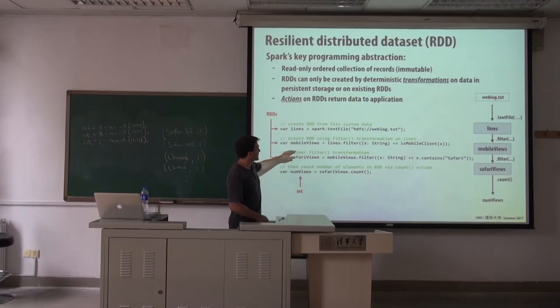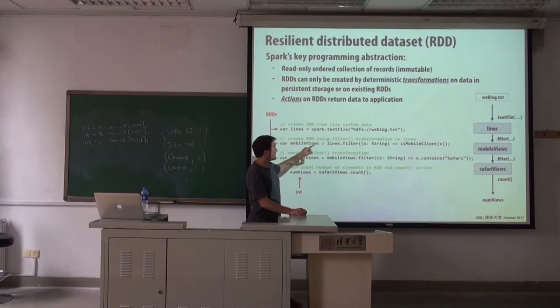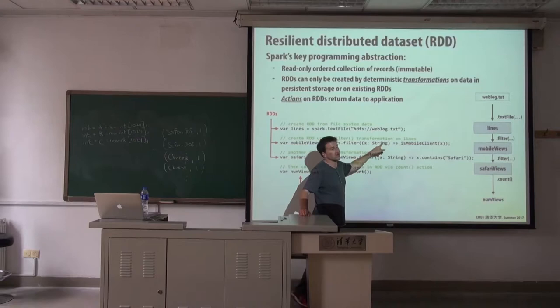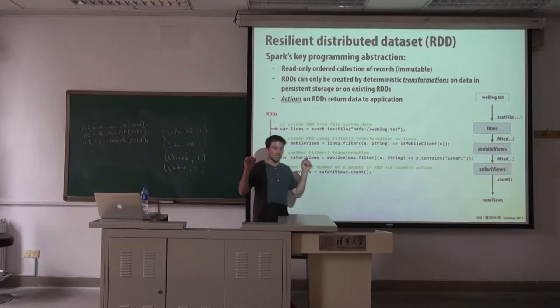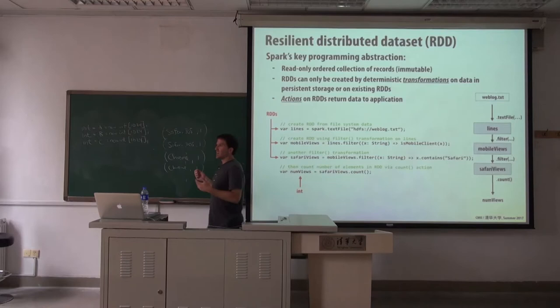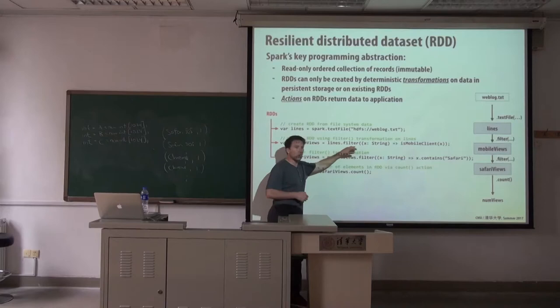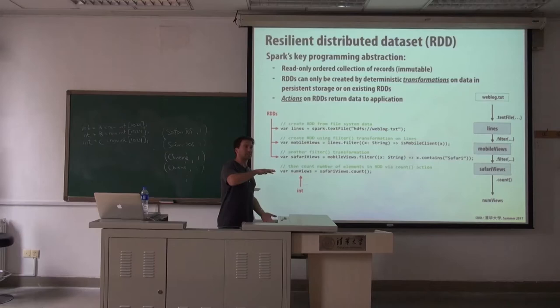So this says, okay, if this is an array of all the lines in the text file, let's filter out the lines for which this function is true or not true. Here I just wrote a function which takes as input a string and calls the function, is it a mobile browser? So if I give you the string Chrome desktop, it will return false. If I give you the string Android Chrome, it will return true. So if I run that function on all lines of the text file, I'm going to get a new array out, which contains only the lines that are mobile browsers.